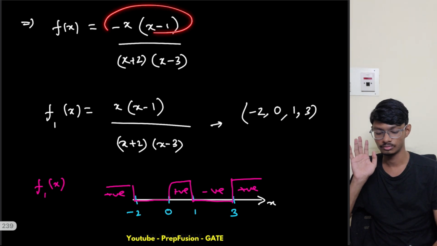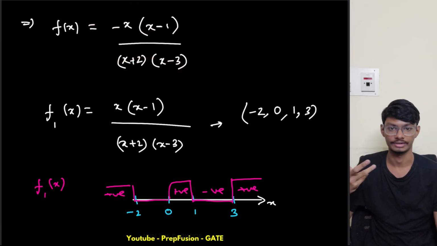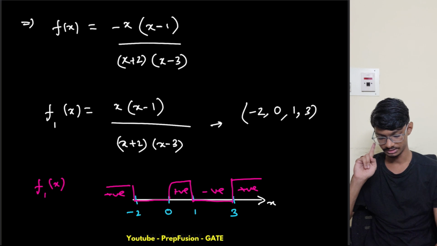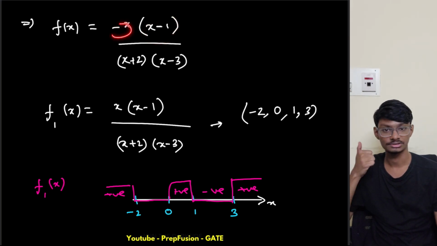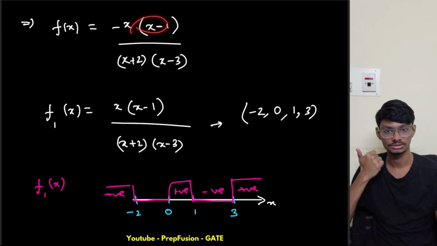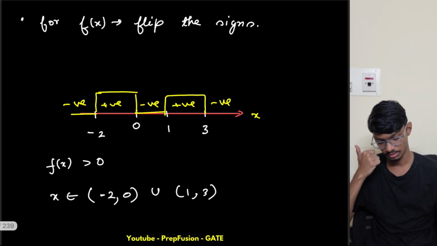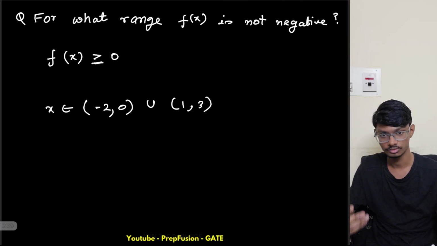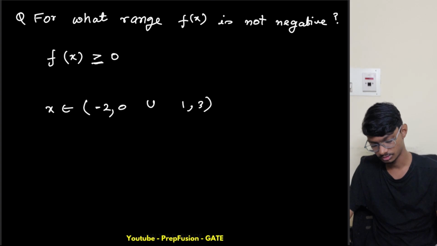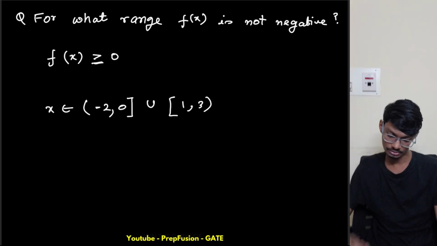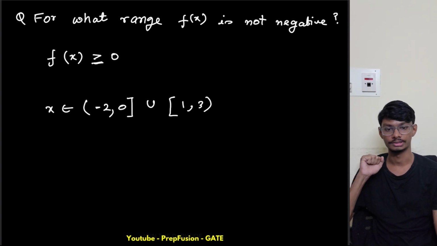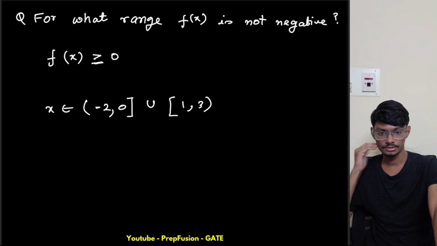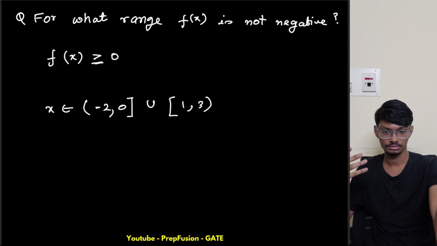We will only check for the numerators, because at the denominator the function is not defined. So the numerator corner points are 0 and 1, right? At x equals to 0, this function is 0. At x equals to 1, this function is 0. So 0 and 1 will be included this time. How do we include? We just put square brackets, right? So yeah, this is basically what a function is.